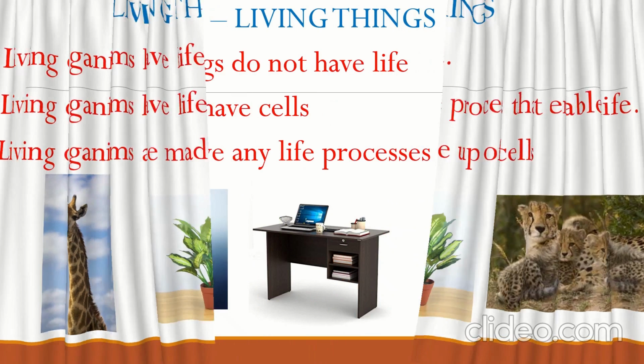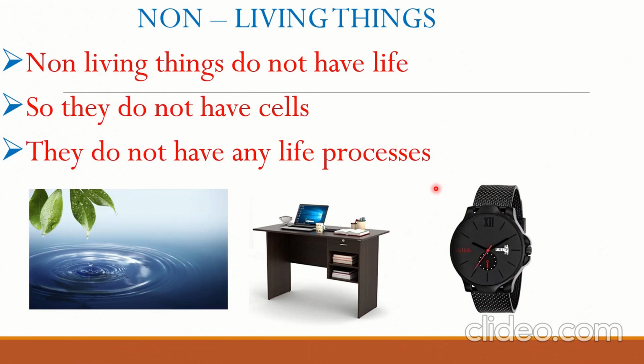Now let's see the non-living things, because non-living things are exactly the opposite. Non-living things do not have life. Non-living, so no life. So they do not have cells. Because they don't have life, and every living organism is made up of cells, they won't have any cells. And because they don't have any life, they won't have any life processes. They're just made up of simple atoms and molecules, like we discussed in chemistry.